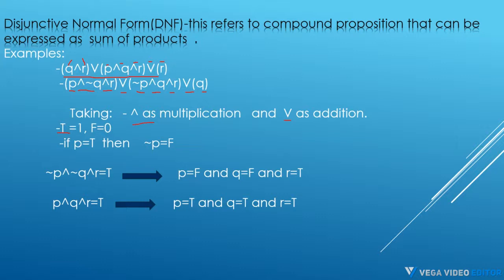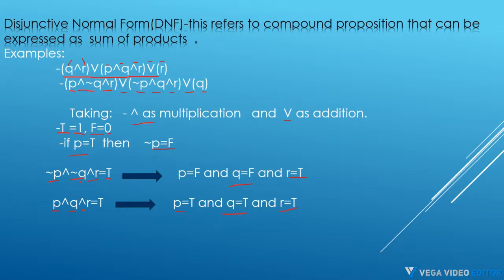True corresponds to 1 and false corresponds to 0. If P is true, then the negation of P, not P, is false. Then this statement, not P and not Q and R, is true if and only if P is false, which means not P is true. We have Q is false, which means not Q is true, and R is true. Then P and Q and R is true if and only if P is true, Q is true, and R is true.